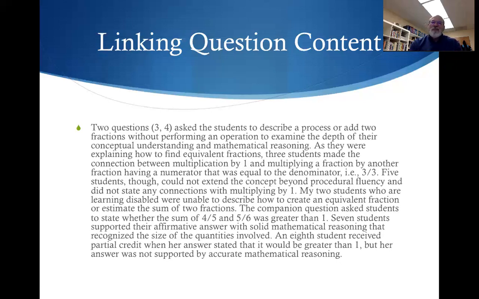And then I described the second part. The companion question asked students to state whether the sum of 4/5 and 5/6 was greater than 1. And I describe how those students did it. But what I've said to my evaluator, what I've said to my reader, I've identified the problem number, I've identified the content of the number, I've identified the type of response I received from my students. So this is an example of how you can integrate those 3 pieces into one paragraph.